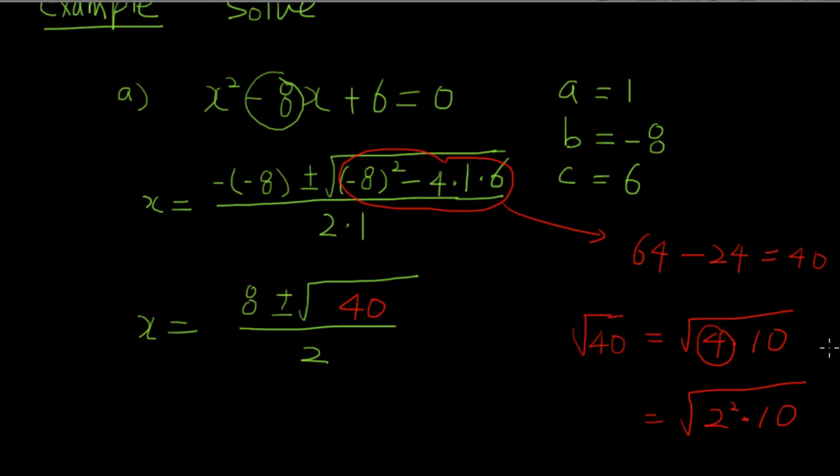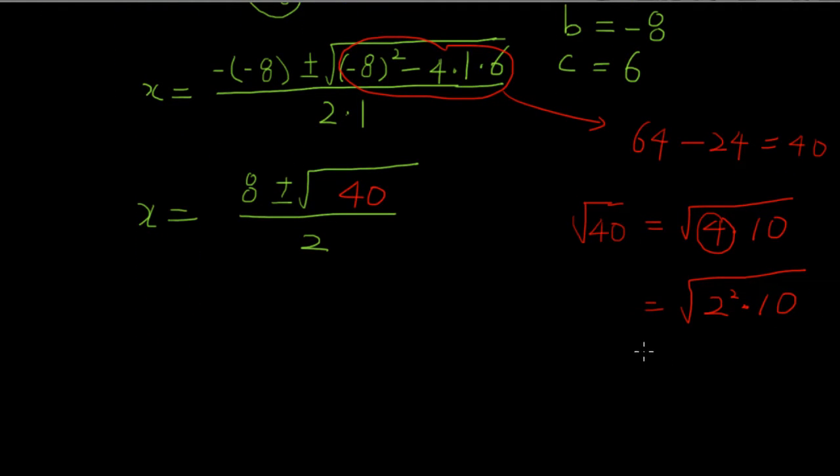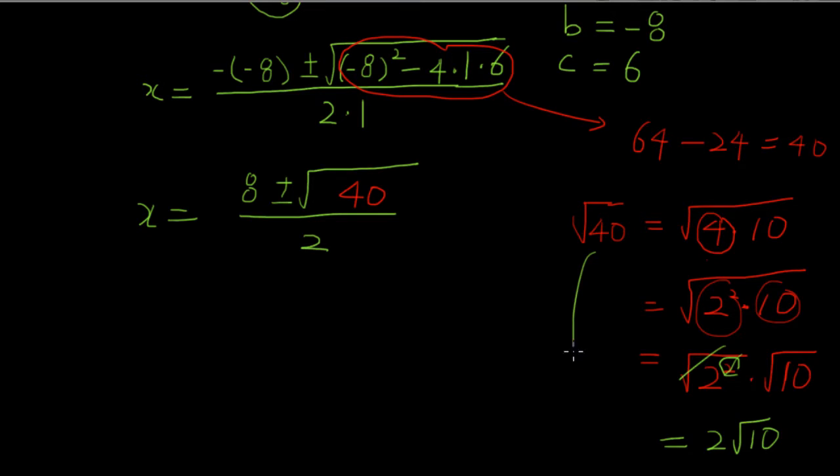Now, with a square root, you can separate this and this using 2 separate square roots. So you can rewrite this as the square root of 2 squared times the square root of 10, like that. You can separate it like that. Then what happens to this square and the square root? They cancel out. So this becomes 2 square root of 10. So the square root of 40 becomes 2 square root of 10.